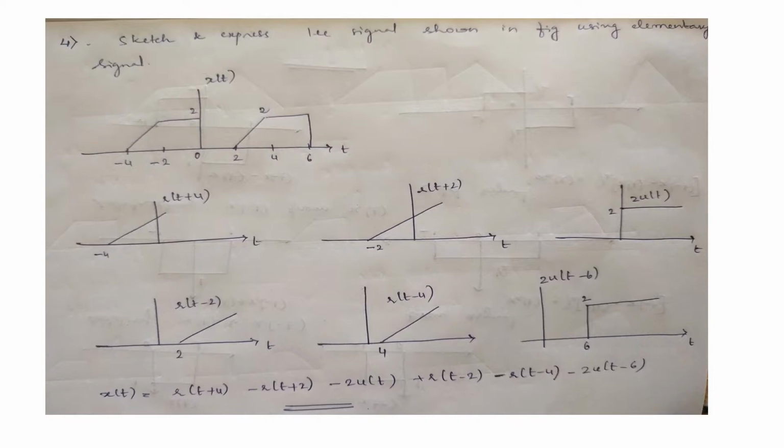Now combining all the expressions, I will get x of t is equal to r of t plus 4 minus r of t plus 2 minus 2 into u of t plus r of t minus 2 minus r of t minus 4 minus 2 into u of t minus 6.